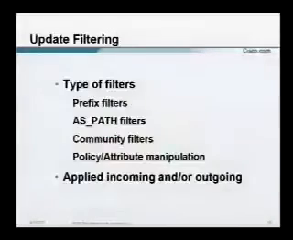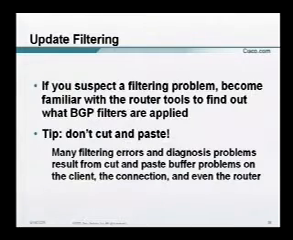Okay, filtering. You get all sorts of types of filters on routers, especially for BGP. You can filter by prefix. You can filter by AS path. You can filter based on community also. You can also manipulate attributes and apply policies and so forth. You can apply this in inbound and outbound. And these give all your own class of problems also. If you suspect a filtering problem, it's good to become familiar with the router tools to find out what filters have been applied and how.